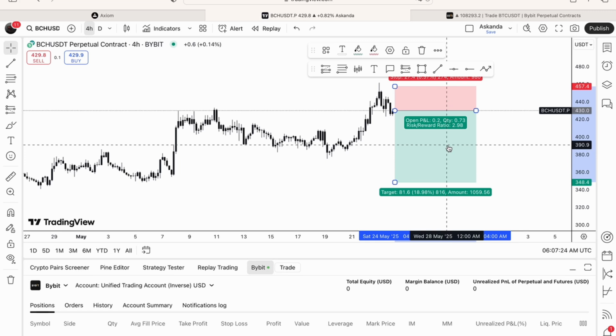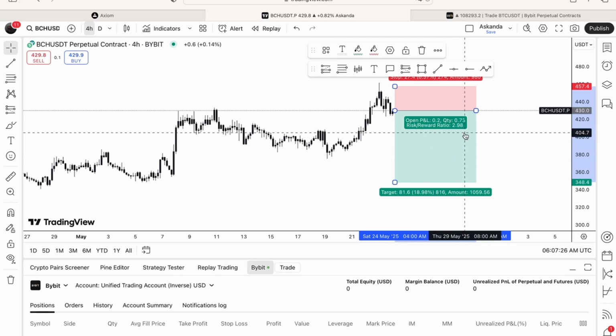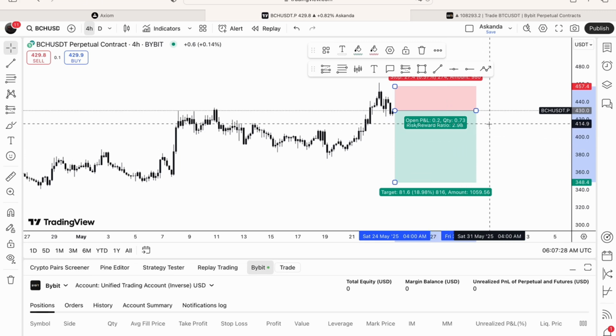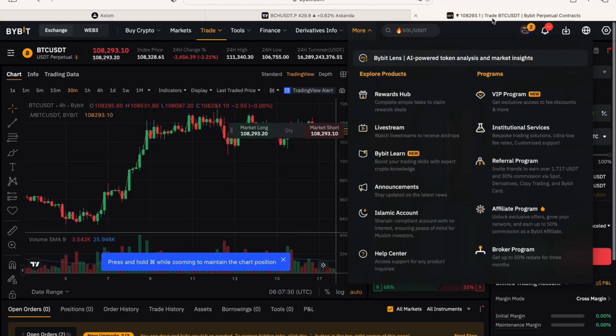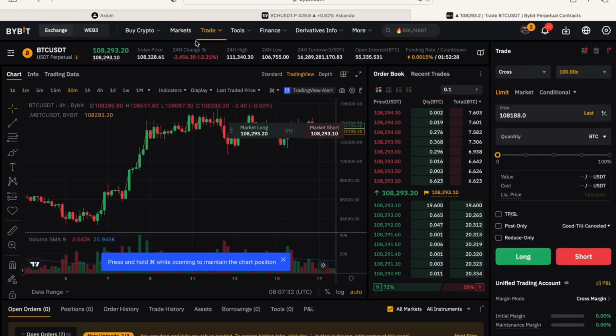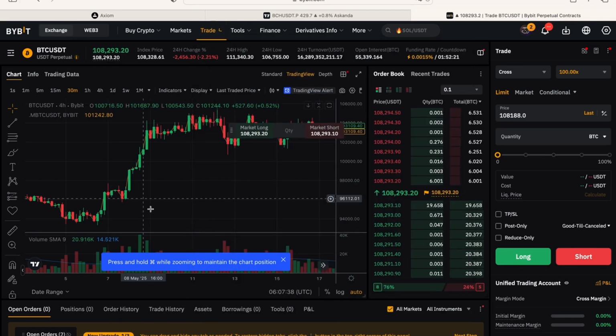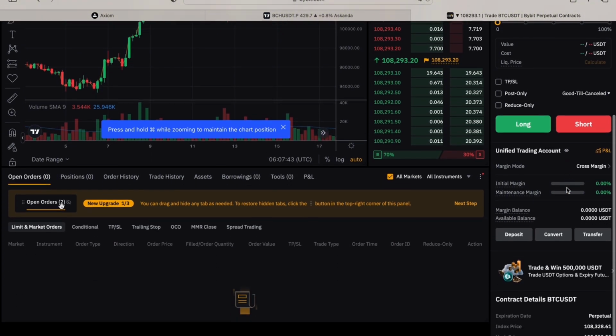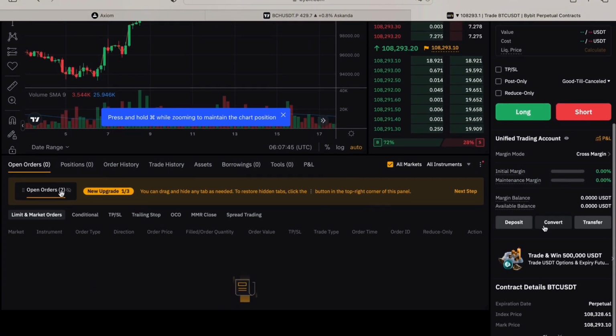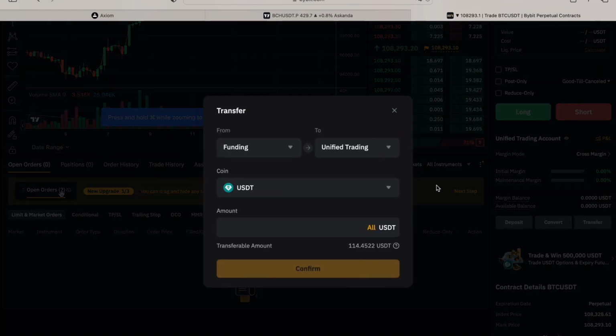Now that we've done this, we need to transfer money into our Bybit derivatives account. So let's go to our Bybit website. Then you can see this is my Bybit. If you want to come here, just click on trade portal, you click on features. Now what I'll do is I'll click on the available balance. So you scroll down, we have deposit, convert, and transfer. Click on transfer. When you click on transfer, now we are going to transfer like $100.